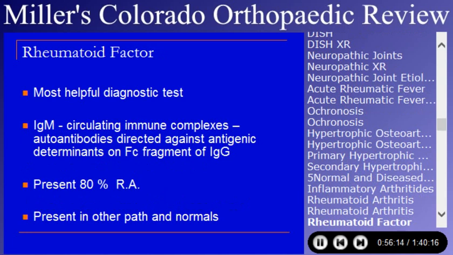The rheumatoid factor is the most helpful diagnostic test, present in 80% of people with rheumatoid arthritis. This is a test question constantly. It is an IgM immunoglobulin. It is an autoantibody directed against the Fc fragment of IgG. It is present in other pathologies that we're going to look at, and some normal people have rheumatoid factors.